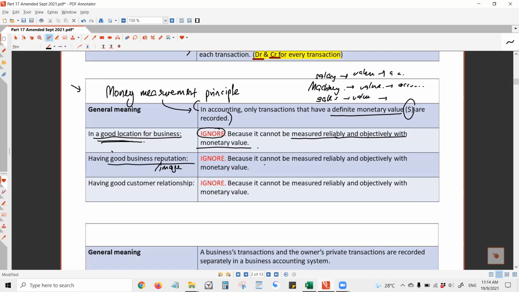So once again, reason is the same. Cannot measure the reputation reliably and objectively with monetary value. You cannot tell people that your image is worth $10,000, because we simply cannot measure. So something like this we ignore in accounting, in order to comply with the rule of money measurement principle. Accounting principles are the rules that you have to follow when you do accounting. Principle means rule. Now, next example.